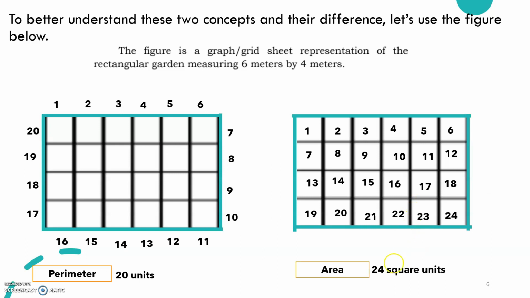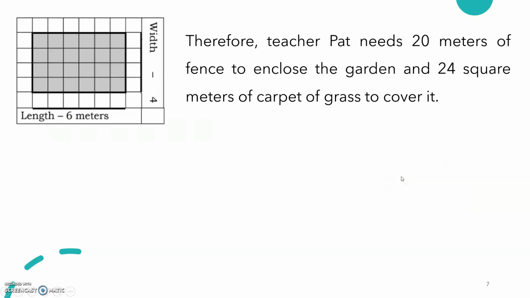So, ito yung pinagkaiba ng perimeter at ng area. So, once again, kapag perimeter ang kailangan nating kuhain sa isang figure ay yung measurement around the figure. Kapag area naman is the space inside the figure. Okay, so therefore, Teacher Pat needs 20 meters of fence to enclose the garden and 24 square meters of carpet grass to cover it.